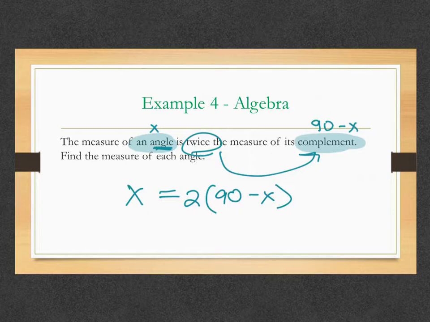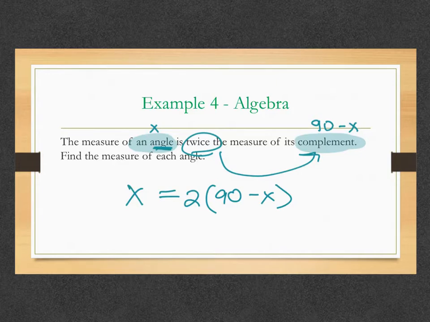So when you see the words complement or supplement, I want you to replace it with 90 minus x or 180 minus x. And then it's going to give you some sort of relationship. So this one says that it's twice its measure. So the angle that we don't know is x, is twice the measure of its complement, and its complement is 90 minus x. Does that make sense? Whenever you see "is" in an expression or a word problem, it's going to be an equal sign.